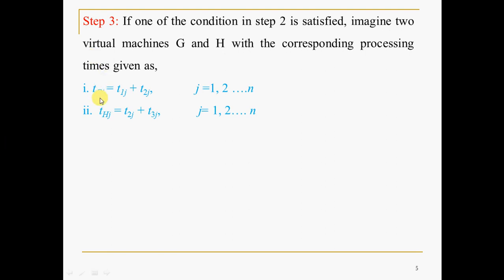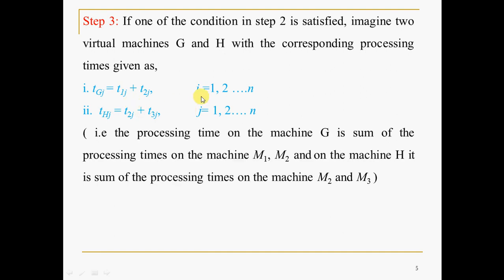Here G is a virtual machine and H is a virtual machine, with processing times T of G and T of H. It is a general notation, where J stands for 1 to n, the number of jobs. The processing time on machine G is the sum of the processing times on machines M1 and M2. The summation of M1 and M2 gives the processing time of G. Virtual machine G is M1 plus M2, and virtual machine H is M2 plus M3. Of course, we'll take this up with a numerical.